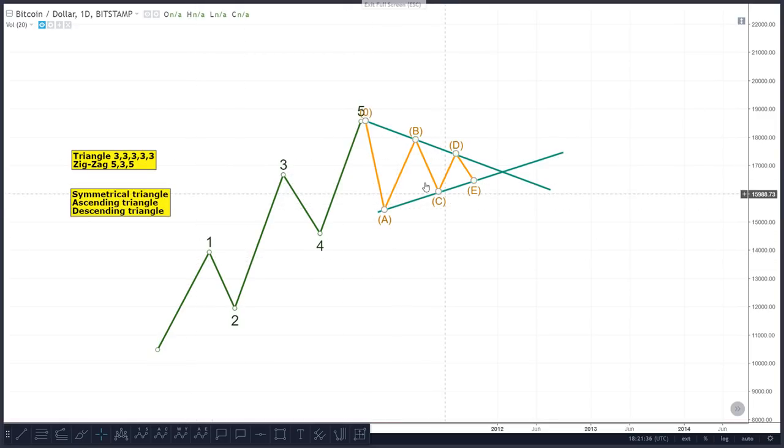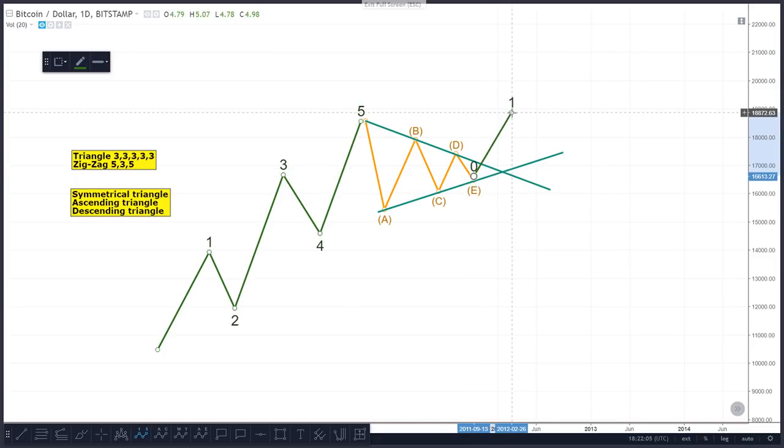So this is your symmetrical triangle, and because it's a corrective pattern, as with any corrective pattern, the impulse out of the corrective pattern is in the direction of the impulse that came into it. The impulse was going up, we've got a correction, and we can expect the next impulse to be up. So we expect the upper line of the triangle to get broken, and then we expect a wave 1.